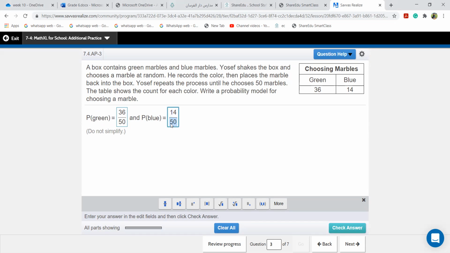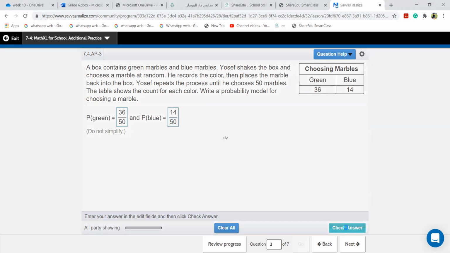Dana, is this correct? 36 over 50, 14 over 50. Is this correct? What do you think? Let me check the answer.